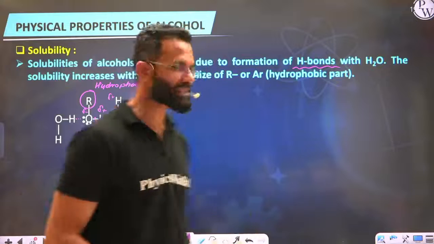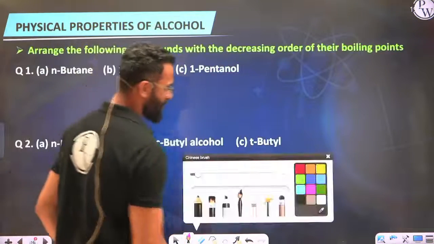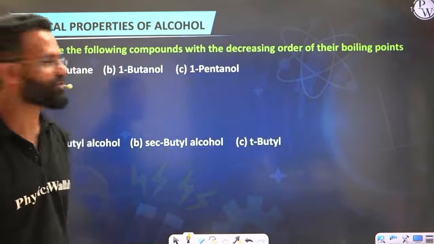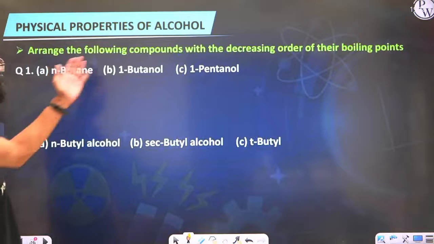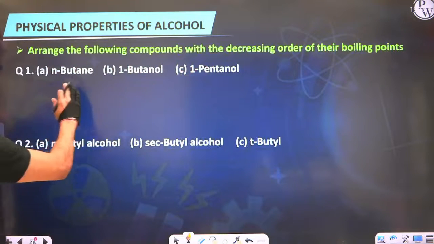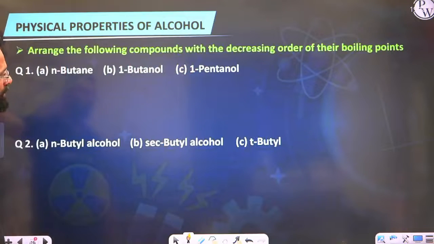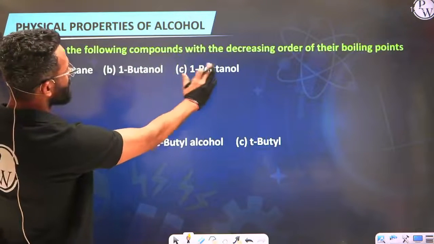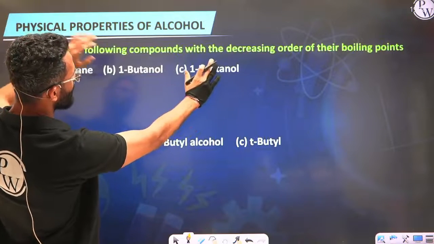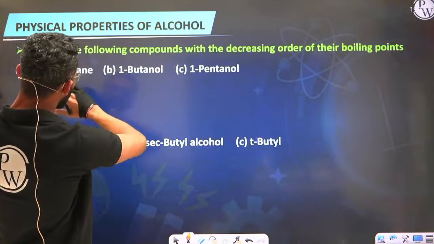Now based on this, let's quickly have a look at some questions, guys. I want you all to apply what we studied here. I'm sure you all will be able to solve all the questions. Arrange the following compounds in decreasing order of their boiling points. A is n-butane, B is 1-butanol, C is 1-pentanol. Now butanol and pentanol molecules can form intermolecular hydrogen bonds, and that's why their boiling point is definitely more than the corresponding alkane of comparable molar mass.